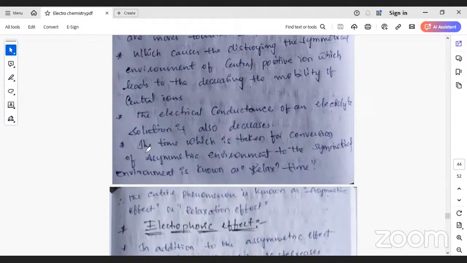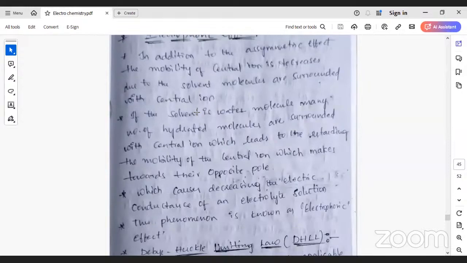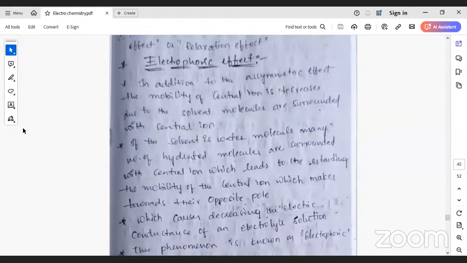We start the electric field, right? So the time which is taken for conversion of the asymmetrical environment to the symmetrical environment is known as relaxation time. This phenomenon is known as the asymmetric effect or relaxation effect. One more will be there, that is the electrophoretic effect.